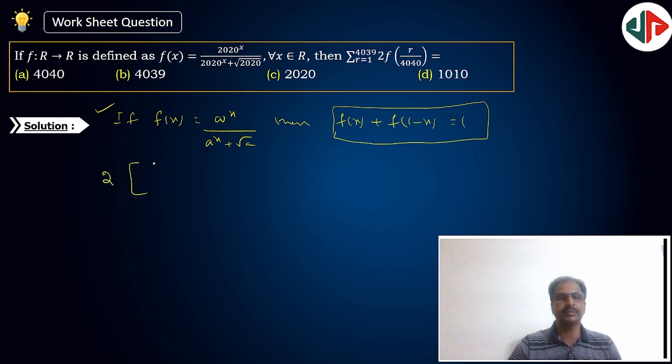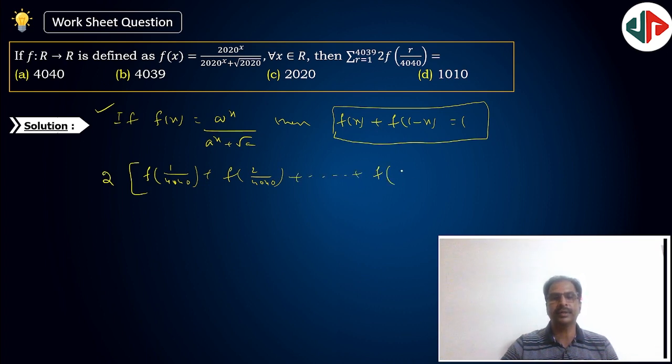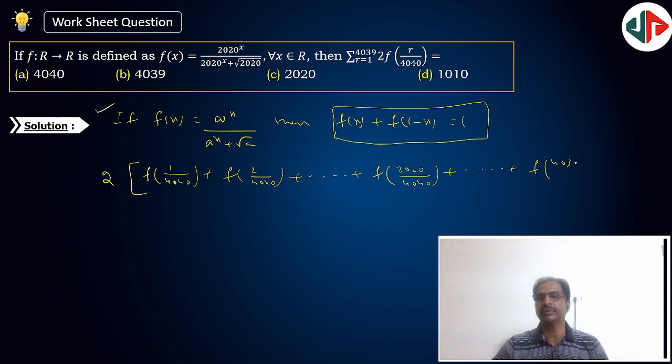Now the question is finding 2 times sigma. Expand sigma by giving different values: f of 1 by 40 plus f of 2 by 40 plus so on. In between you will get f of 20 by 40 plus like that. Last number is f of 4039, before that 4038 will be there, plus f of 4039 by 4040. Listen to this carefully.